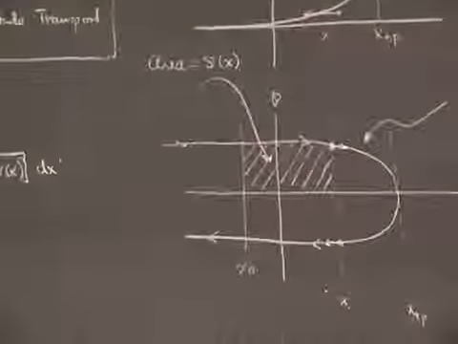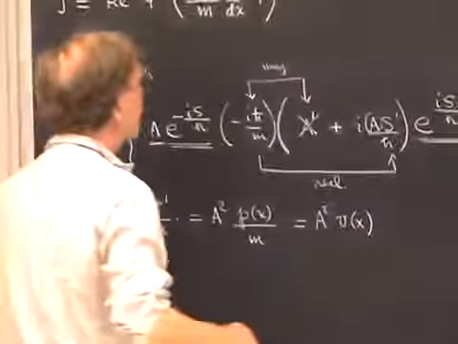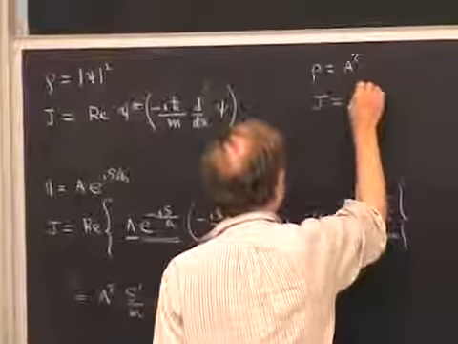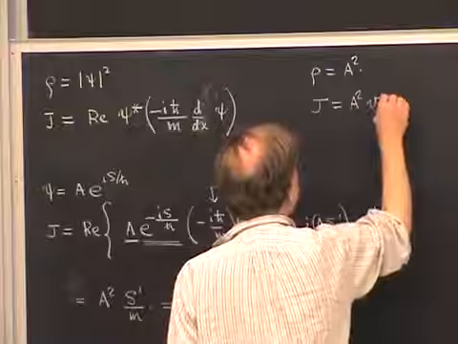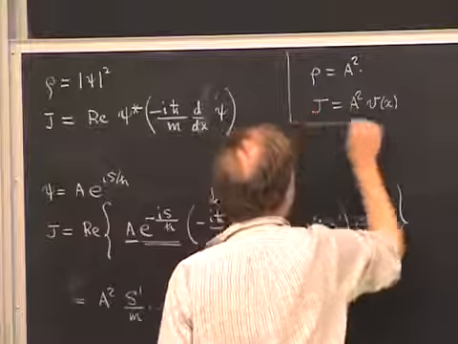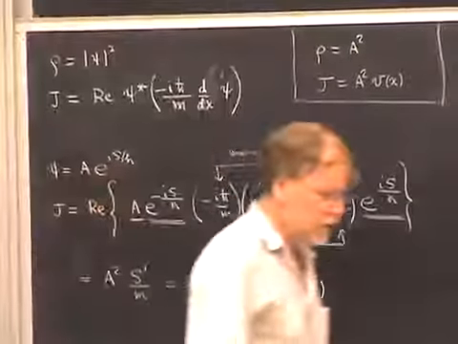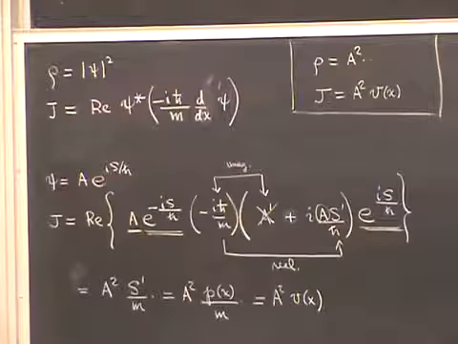Really one of the two velocities, because there's plus and minus for the particle going in both directions. Let's take this to be the positive velocity. And so to summarize, then, we get rho is equal to A squared, and we get j is equal to A squared times the velocity v, which is a function of x, like this. Okay, so in the WKB approximation, these are the quantum density and current.